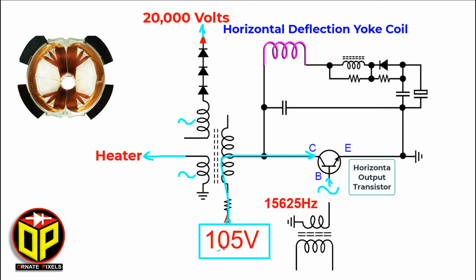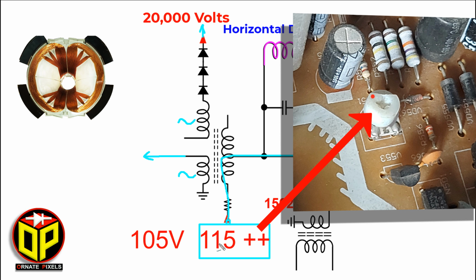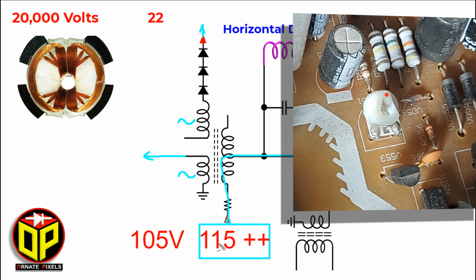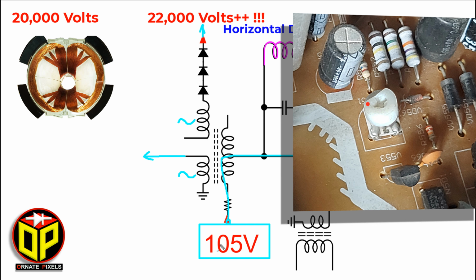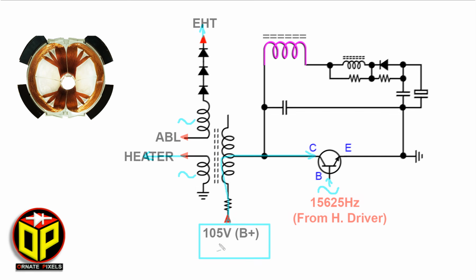In this condition, if you apply 115 or more voltage to B plus by the VR adjustment, the EHT voltage will increase to about 22,000 volts or more, which is very harmful to a picture tube. So keep the B plus at 105 volts. Okay, now we come to the point.